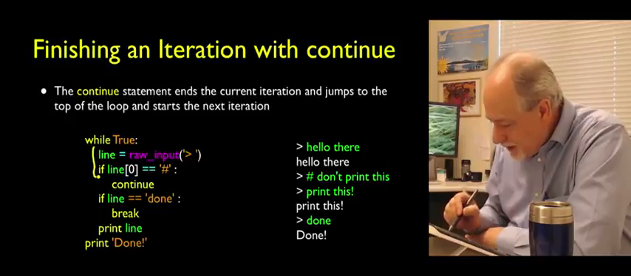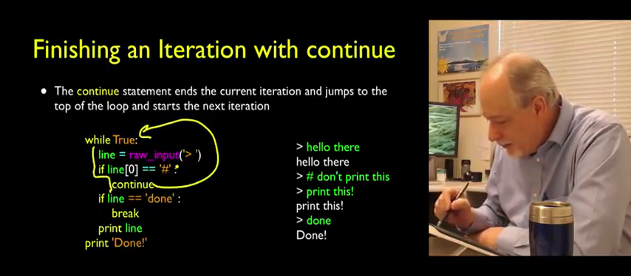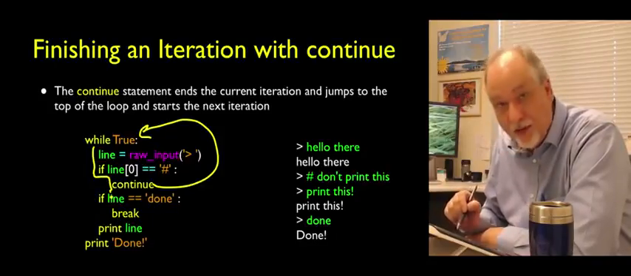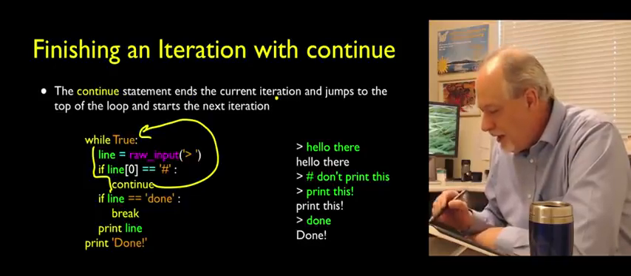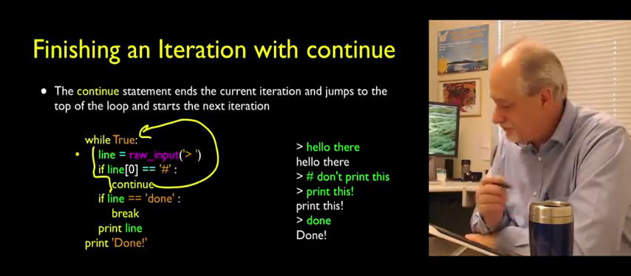So if execution comes in here and hits this line, it goes back up to the while, okay? Which means it's not coming out of this if. It's going back up to the while. So continue ends the current iteration and jumps to the top of the loop and starts the next iteration.